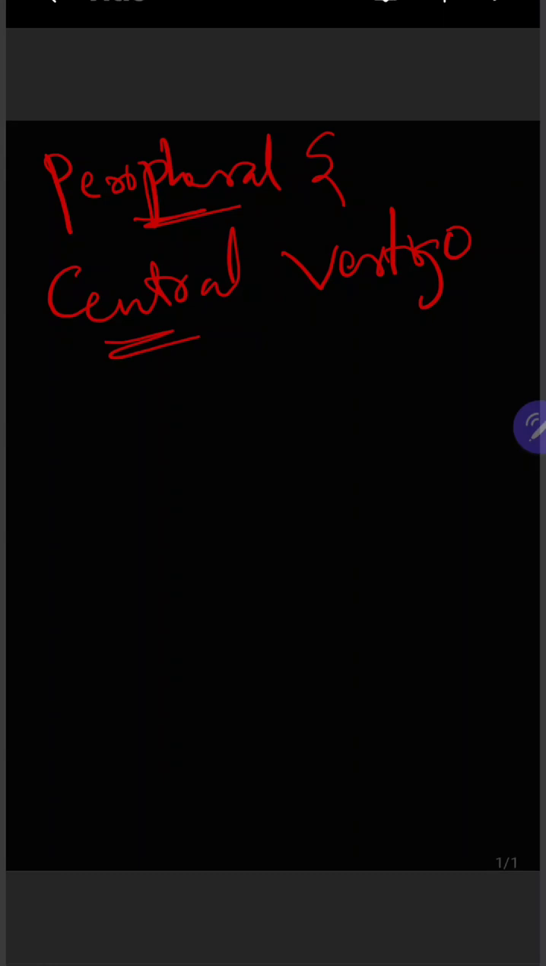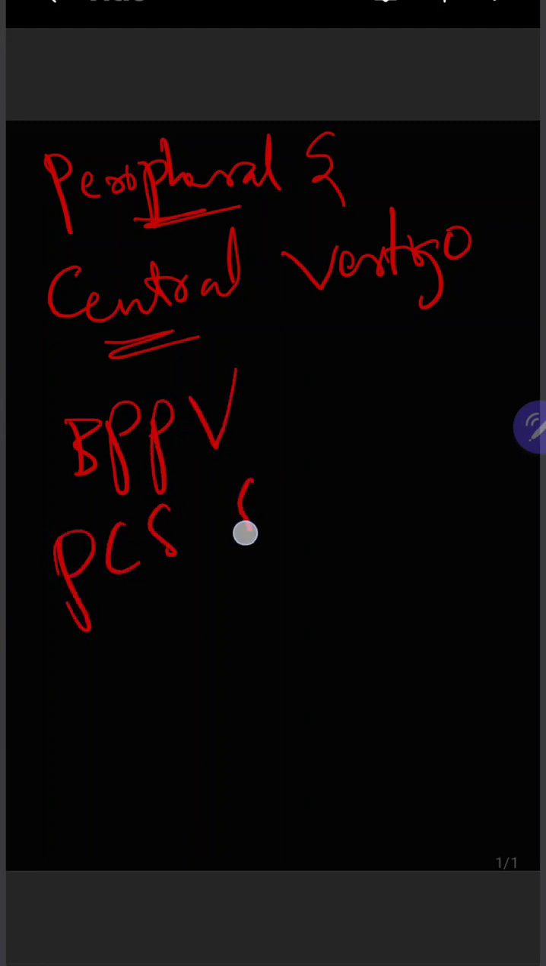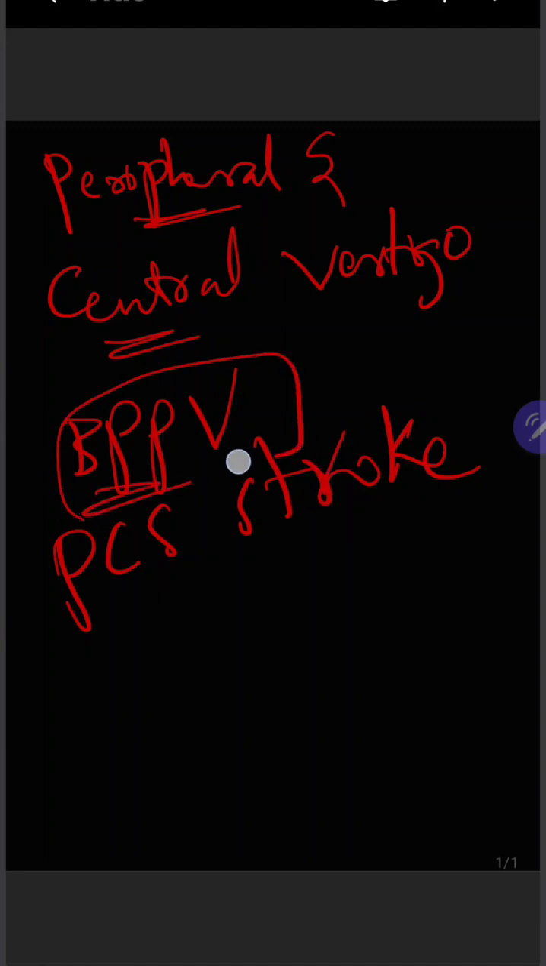Today we'll have a small discussion on peripheral and central vertigo. We have to know the difference between these two. Most commonly, what we write in the ER is BPPV and PCS stroke. So BPPV is seen in peripheral vertigo, and PCS stroke in central vertigo.